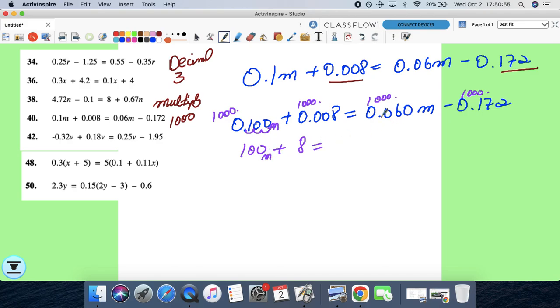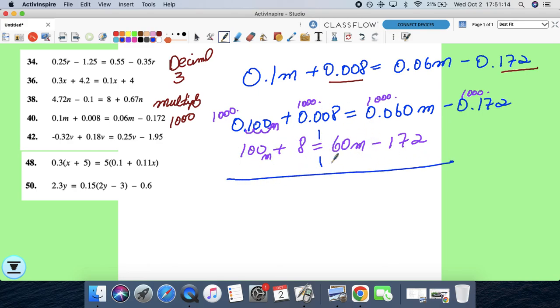Equals, and then again, if you move this decimal 3 units to the right, it becomes 60m. Minus, move the decimal 3 units to the right, becomes minus 172. That's your equation. Go through the process. Distributive property, no. Combine like terms, no. Variables on both sides, for some reason, yes.